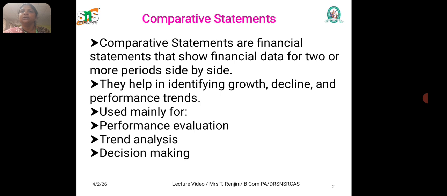How to compare: first, measuring change; second, understanding growth; and third, identifying structural shift and evaluating management performance.